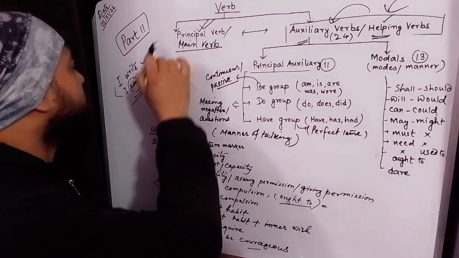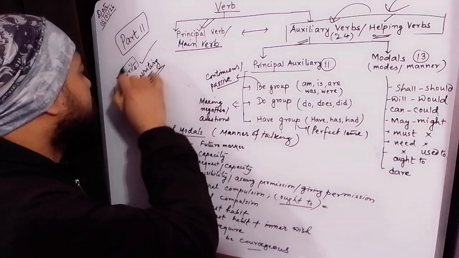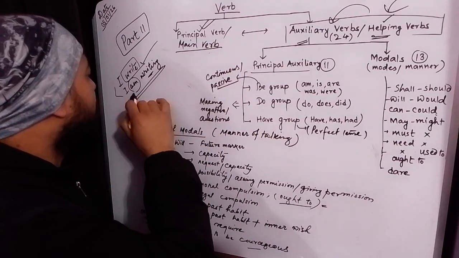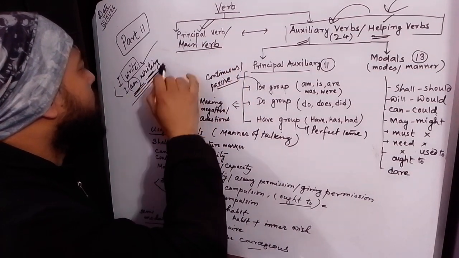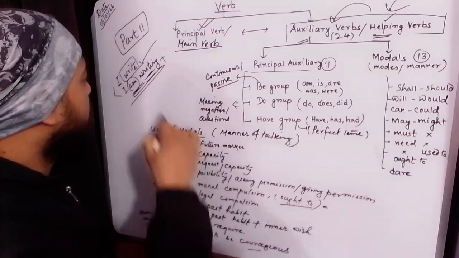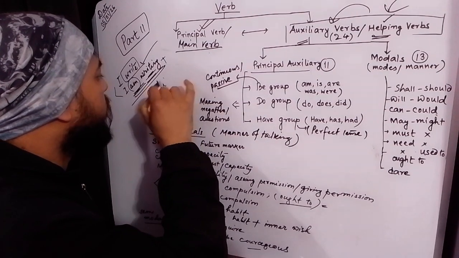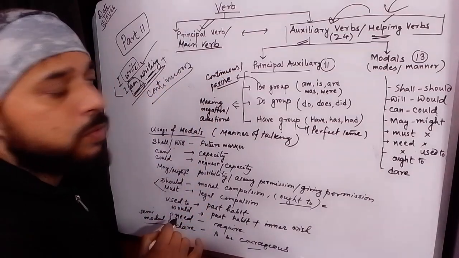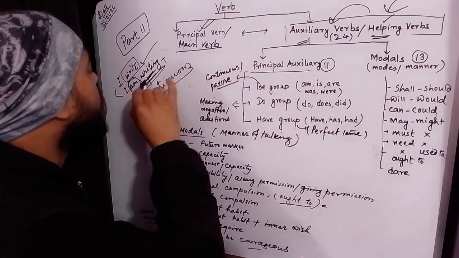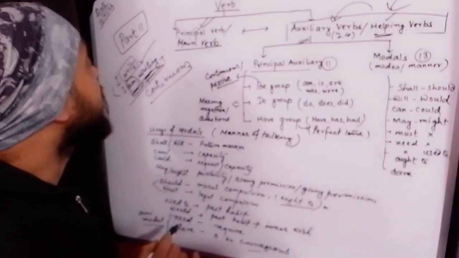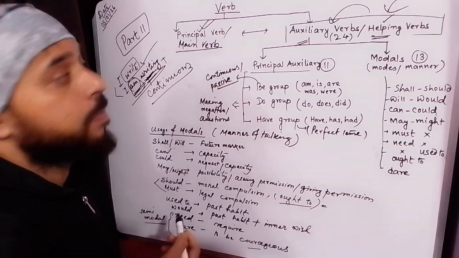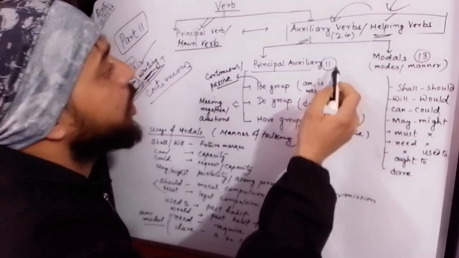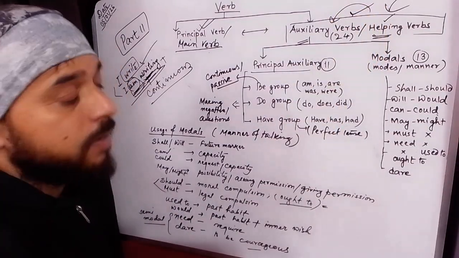Just like here, I am writing. Write is a principal verb. But here, am has been used and write has been added with ing. That is in continuous tense. And am has been used only to help the verb write to make its continuous form. So that is the role of an auxiliary verb in a sentence.